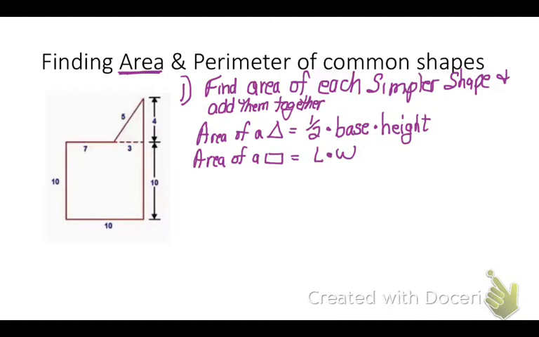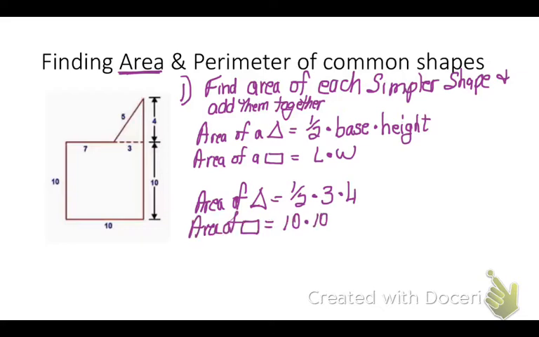Now looking at my small triangle, I see that my base is 3 and my height is 4. So I'm going to take 1/2, 3 times 4. I'll put that in my calculator and I'll get 6. And then I'm going to take the area of the rectangle, which is length times width, which is 10 times 10, which is 100. So I'm going to add the 6 plus 100, and I'm going to get 106. Notice I wrote the word units. If there is no units indicated, I need to write the word units with a square because it's area.